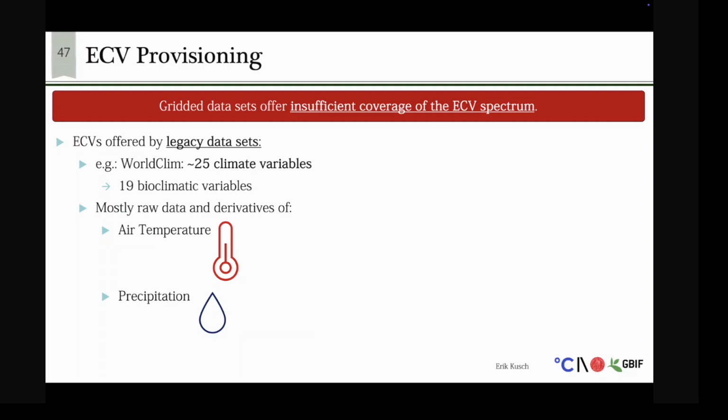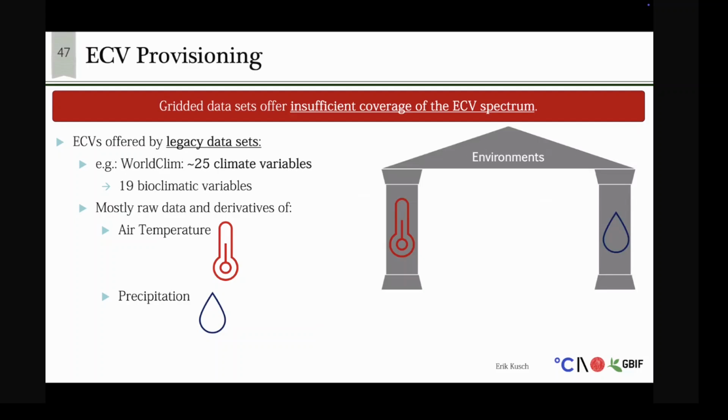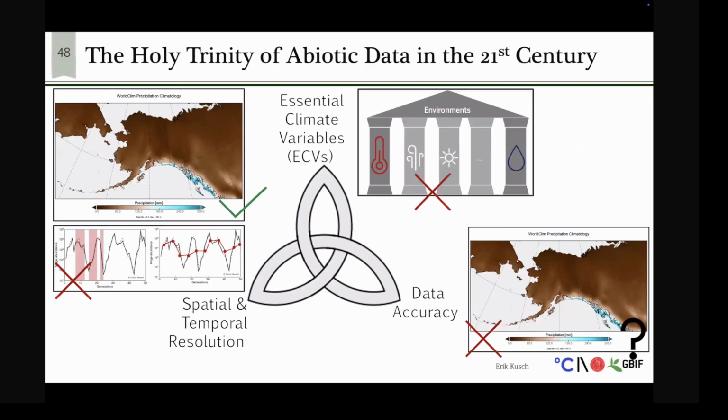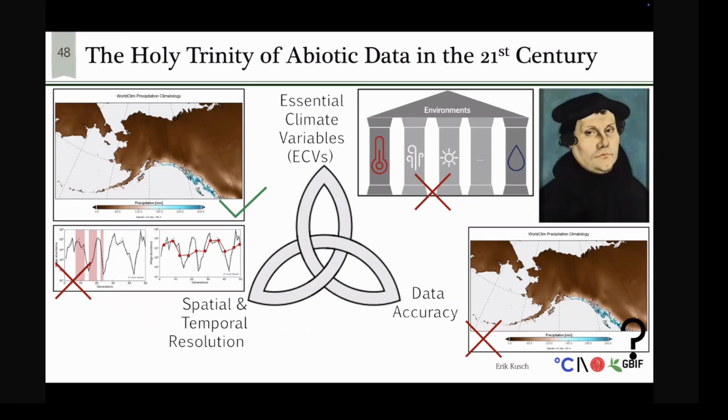You will have probably run into the bioclimatic variables, which you'll also see again in a second. These are standard used in species distribution modeling, but they are really no more than interminglings of temperature and precipitation. And so ultimately, using these data sets, we try to understand the complex structure that is environmental conditions through just temperature and precipitation, completely neglecting other important variables like wind, radiation, or others. Meaning that I would like to claim that the Holy Trinity of what we want from our data is fundamentally broken, and it is time for a reformation.